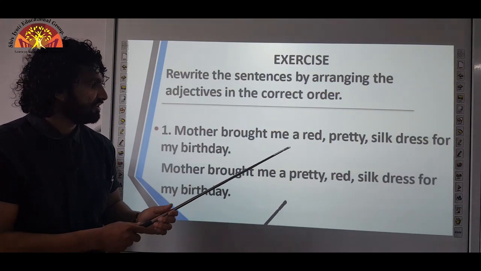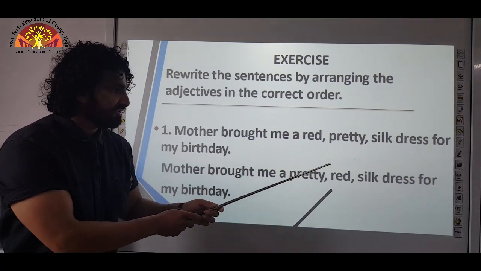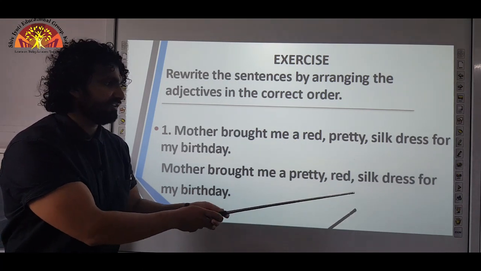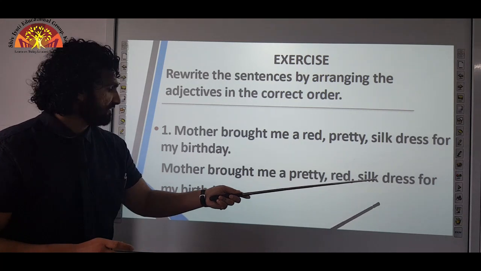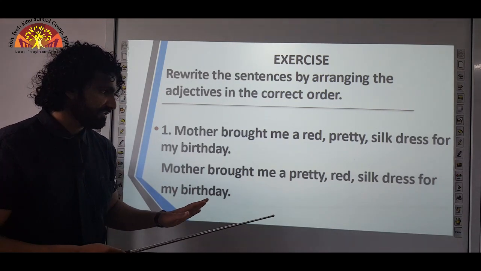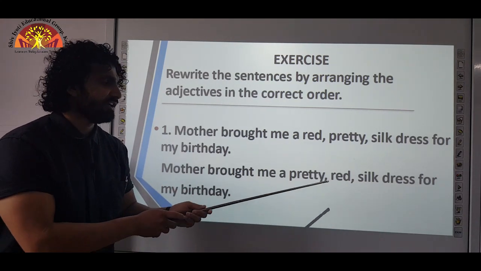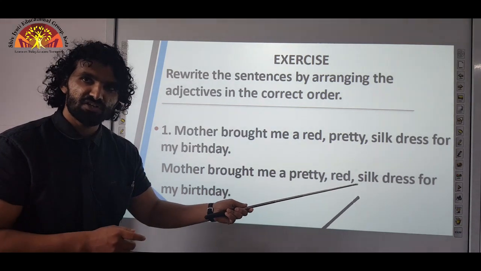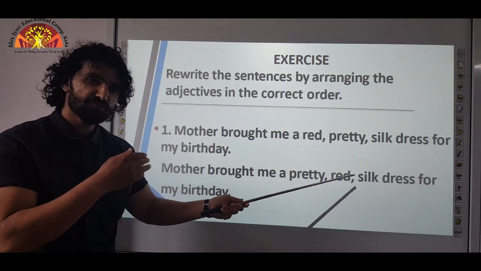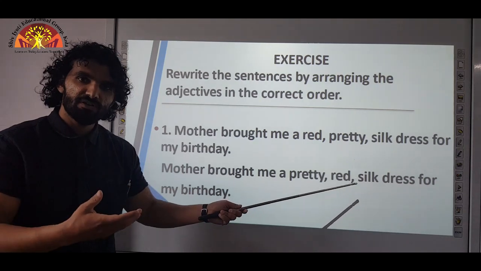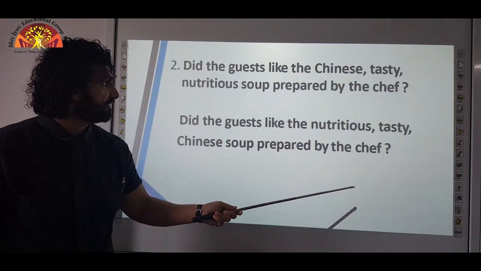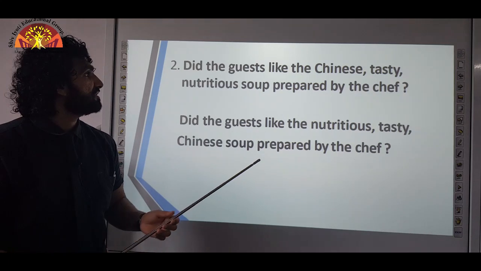So we are rewriting it. Pretty red silk dress. Silk is a material, so it is in the last. Dress for my birthday. So here we have 3 adjectives: pretty, red and silk, being the material, it is in the last. It has to be in the last according to the order that we have studied, that we have learned. Now moving on to the next example.